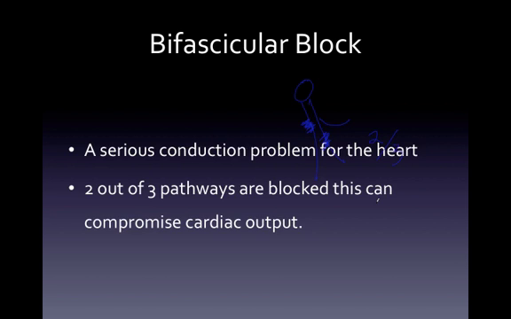Bifascicular block. So by definition, and in the next slide set, we're going to learn how to determine bundle branch blocks. So any bundle branch block with any axis deviation, whether it be left or right, together would make a bifascicular block.